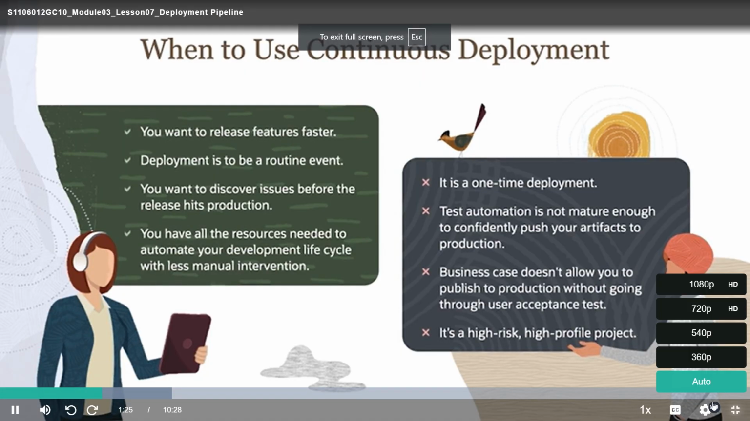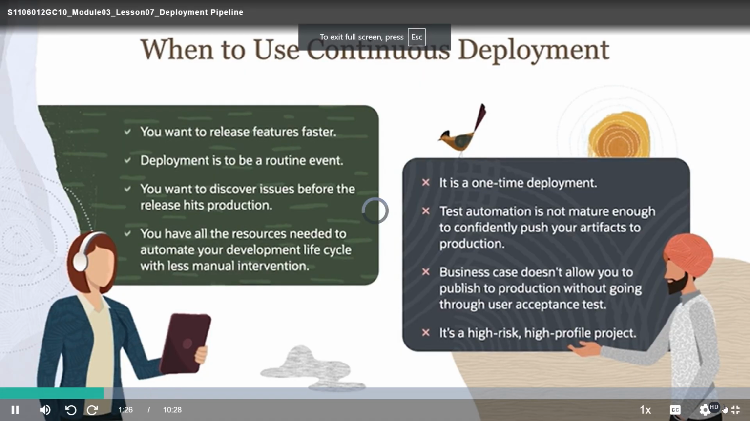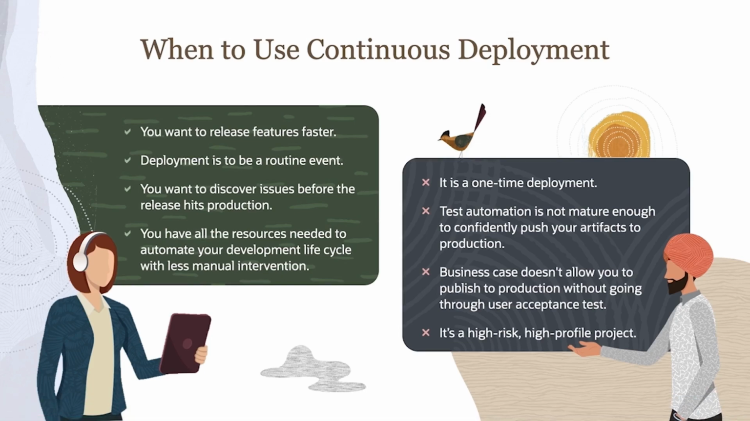You must not go for continuous deployment when it is a one-time deployment that you're planning, or when the test automation is not mature enough to confidently push your artifacts to the production in an automated environment. Again, when your business case doesn't allow you to publish to production without going through any kind of user acceptance test. Also, if your project is a high risk, high profile project, then you must avoid using continuous deployment.